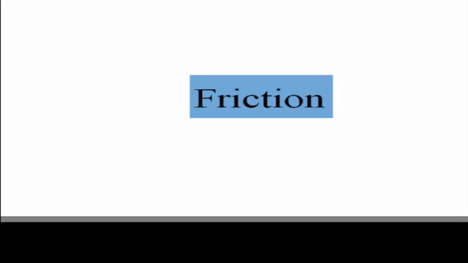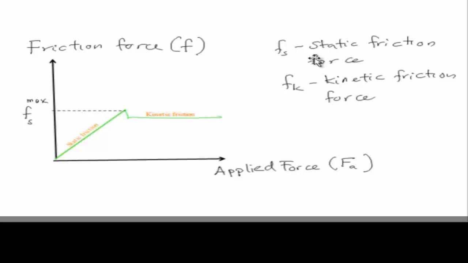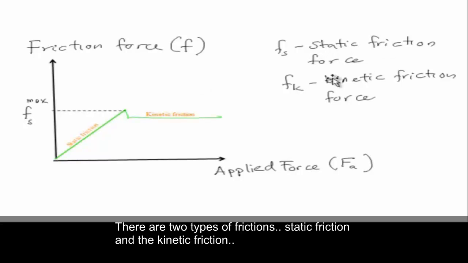In this section, we are going to look at problems with friction. There are two types of friction: static friction and kinetic friction. Static friction force applies when an object is stationary, while kinetic friction applies for moving objects.